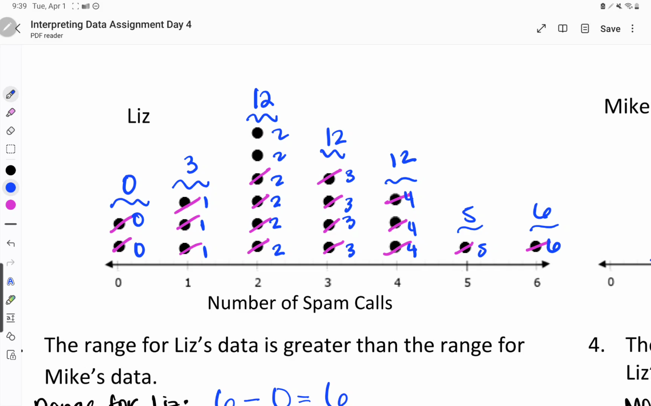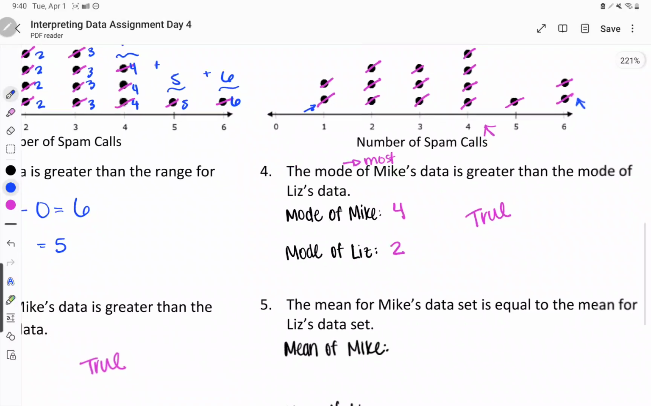And then I'll add those numbers up together. So I have 0 plus 3, which gives me 3. 3 plus 12, which gives me 15. 15 plus 12, which gives me 27. 27 plus 12, which gives me 39. 39 plus 5, which gives me 44. And then 44 plus 6, which gives me 50.